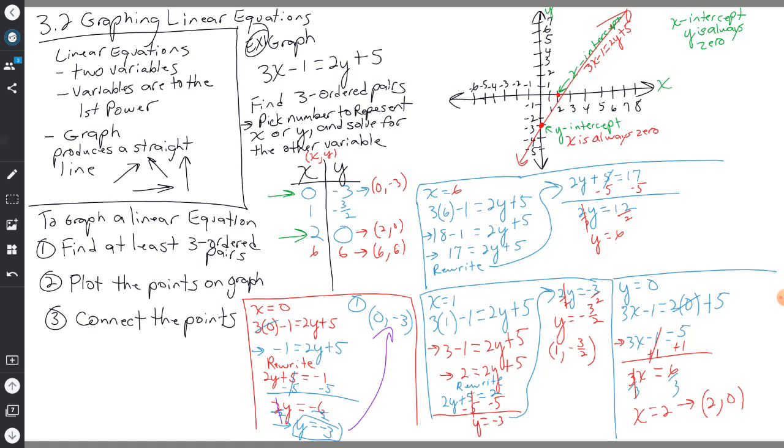Now what we want to try to do is avoid having fractions. So here we looked at substituting in 1, but when we substituted in 1 for x, we found that y was equal to 3/2. So we want to avoid having fractions. So we probably wouldn't want to use that as one of our points because we will have to plot that point in terms of a fraction for y.